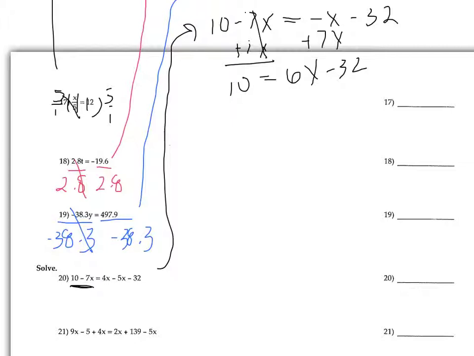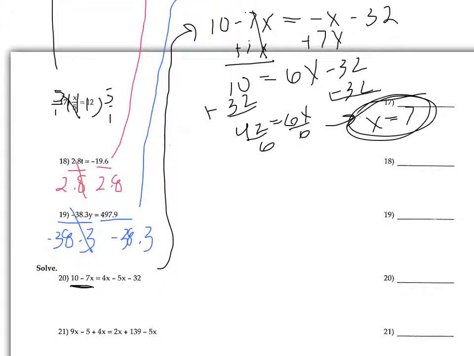Now we need to get our numbers on the left, so add 32 to both sides. That gives us 42 equals 6x divided by 6. And this gives us x equals 7. So that right there is the answer to that problem.